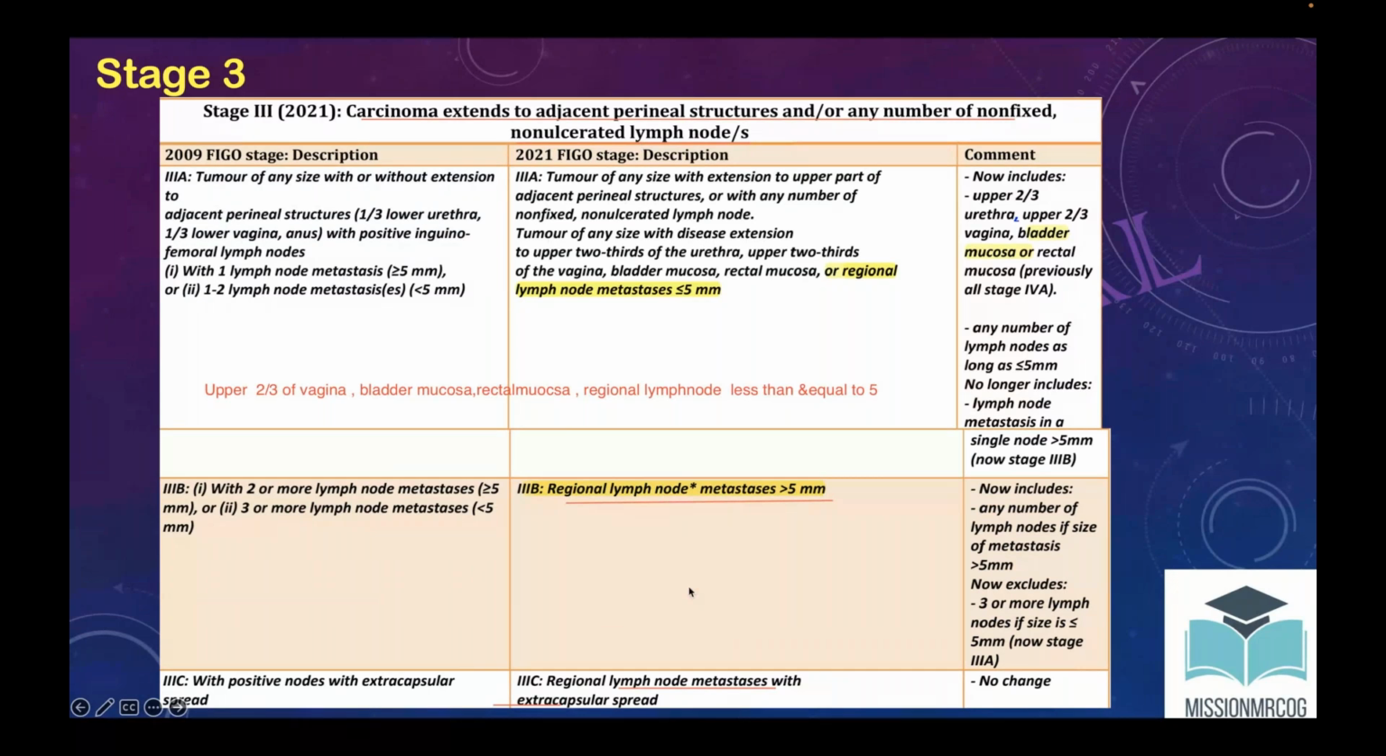Is it clear what the changes are, people? Yes, ma'am.